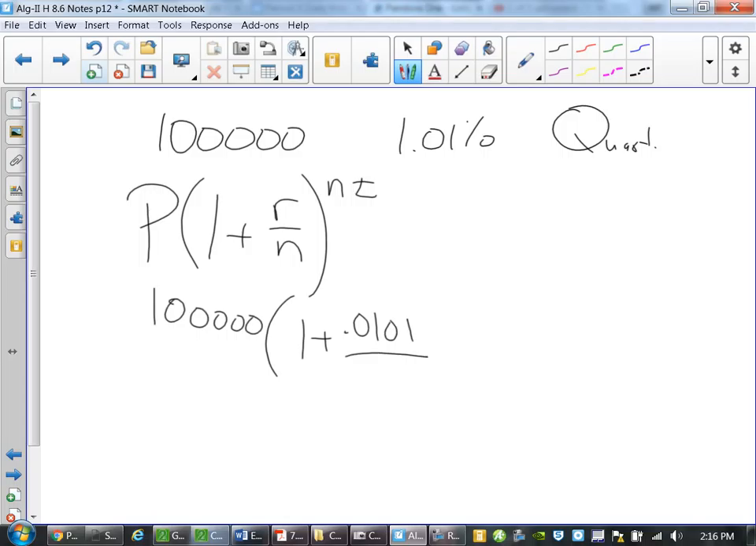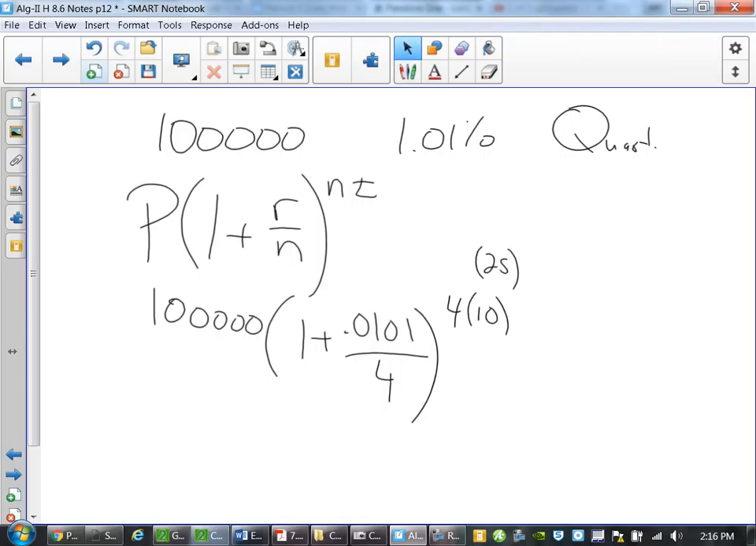Quarterly means how many times a year? 4. And then I think it says for 10 years, and then another one for 25 years. Part B. No, I was just saying the other one, you just exchange 25 and 10.